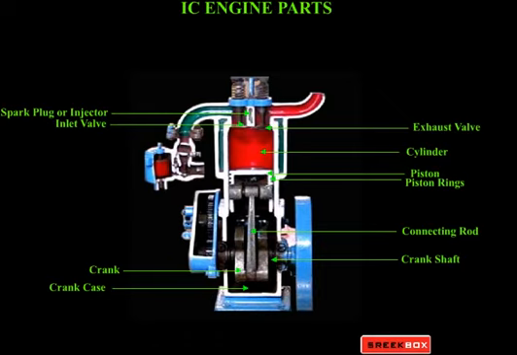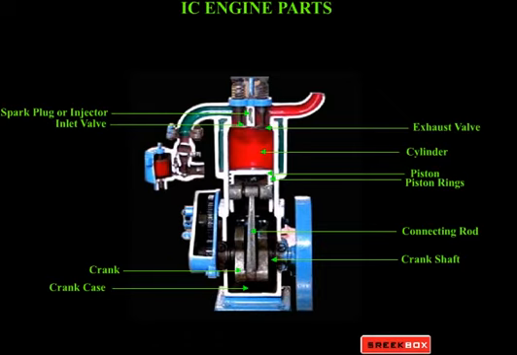Crankcase. This may be cast integral with cylinder block. Sometimes it is cast separately and then attached to the block. The materials used for crankcases are cast iron or aluminum.